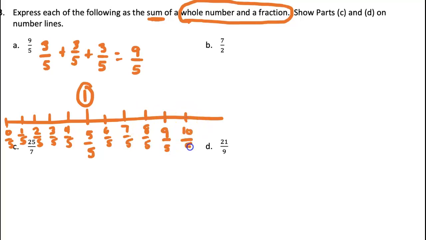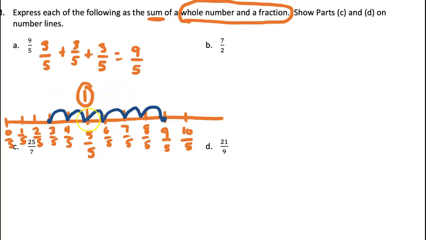10/5. Okay, so if we're starting at 3, let's do blue. We're starting at 3, and we add 3 more. Okay, so 1, 2, 3. So that's 3/5. We've added 3/5. We've got to add 3 more fifths. 1, 2, 3. I end up at 9/5.